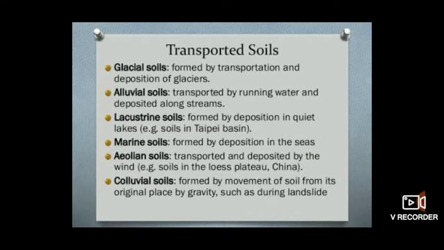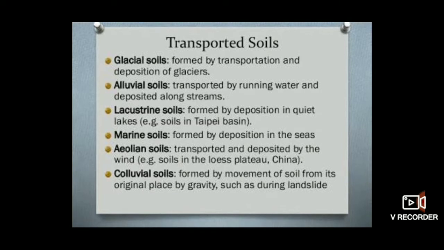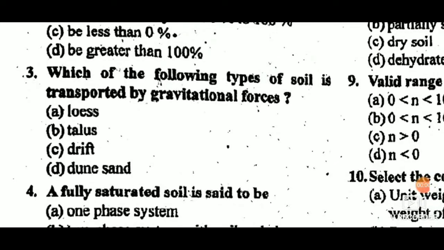Next, aeolian soil is transported and deposited by the wind, and colluvial soils are formed by movement of soil from its original place by gravity. So here option B is correct. The soil transported by gravitational force is also called colluvial soil or terrace.